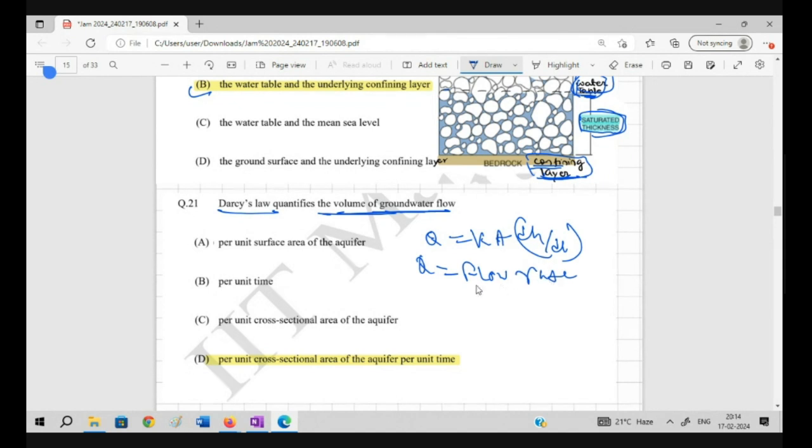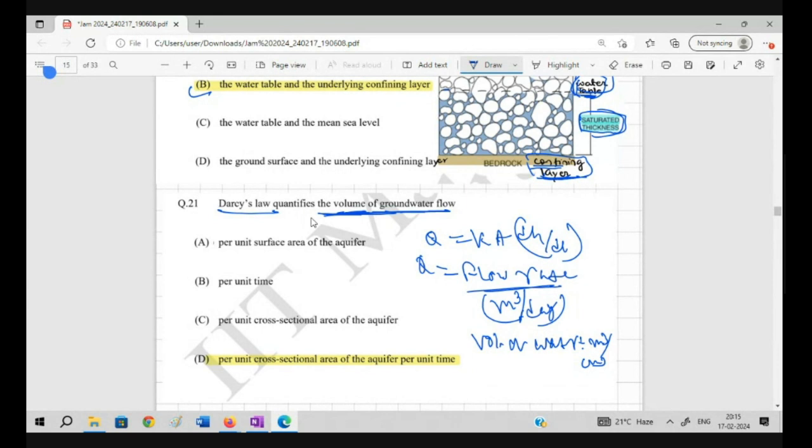Can you tell me what is the unit of flow rate, if anyone remembers? Meter cube per second, or meter cube per day, like this. The time unit is in the denominator, but in the numerator it is meter cube or cm cube, a cube of a linear unit. It describes the volume of water. So the volume of water is denoted in meter cube or cm cube, and in the denominator there is a time unit.